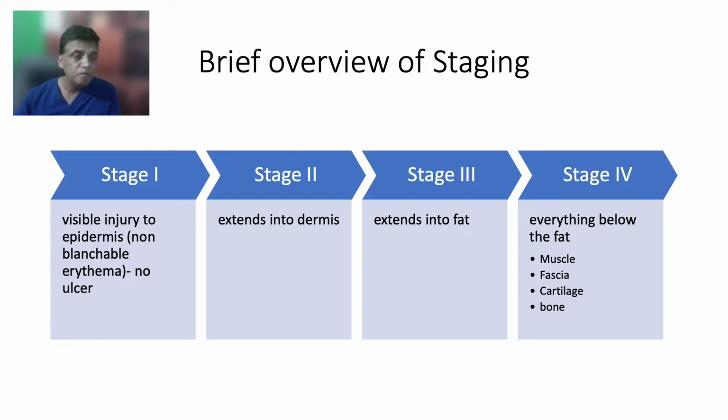So stage 1, limited to the epidermis. There's no ulcer, just non-blanchable erythema. Stage 2, you have an ulcer now. It extends into the dermis, but the dermis is still visible. Stage 3, you have an ulcer which totally obliterates the dermis and extends into the fat, and the fat is visible and not totally destroyed. Stage 4, the fatty layer is totally obliterated, and then the layers of the tissue underneath the fat are visible, and that's stage 4 pressure injury.